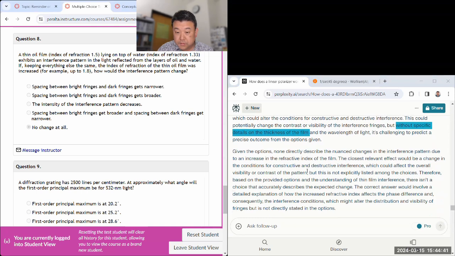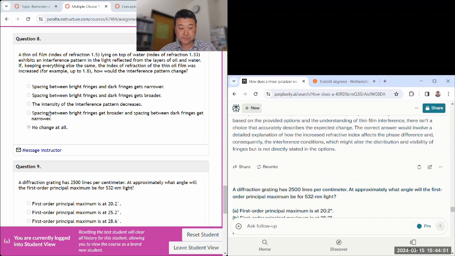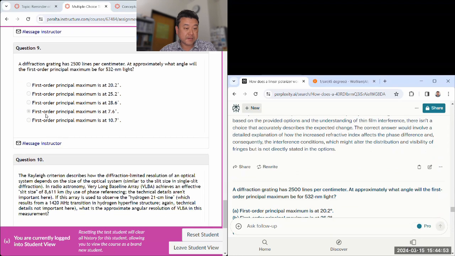With the multiple choice, if you don't see the one that you are looking for, choose the best one. That's what you should be doing. So I think that's it for that.